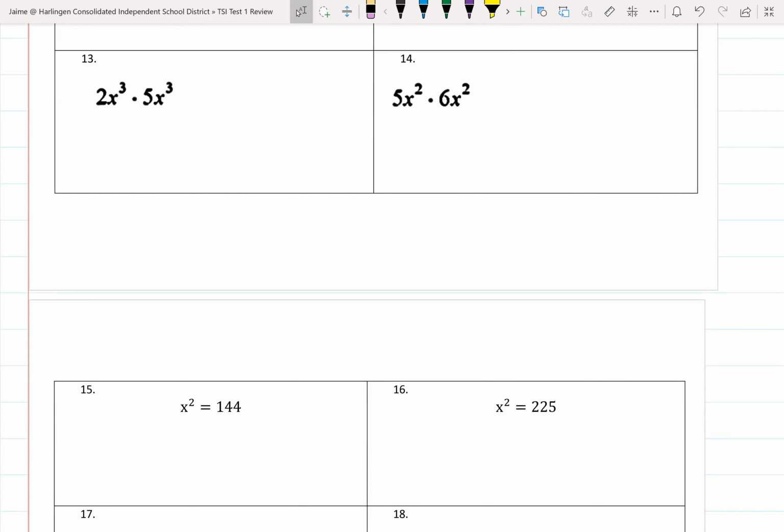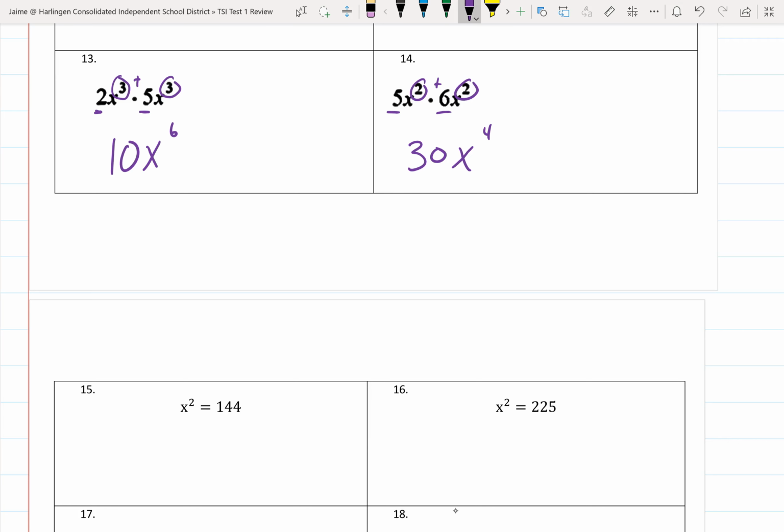Multiplying exponents. Remember that when you multiply exponents, you multiply the bases. 2 times 5 is 10. And you add the exponents. So 3 plus 3 would be 6. 5 times 6 is 30. A 2 plus this 2 here, it would be giving me x to the 4.